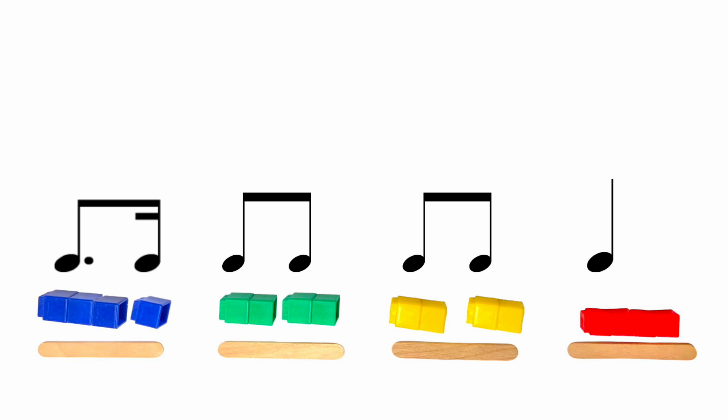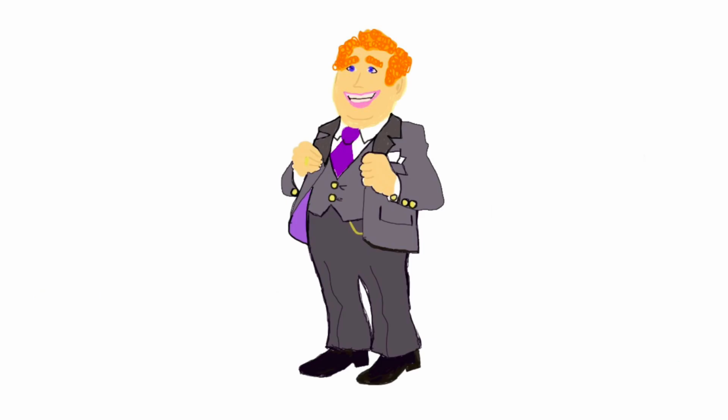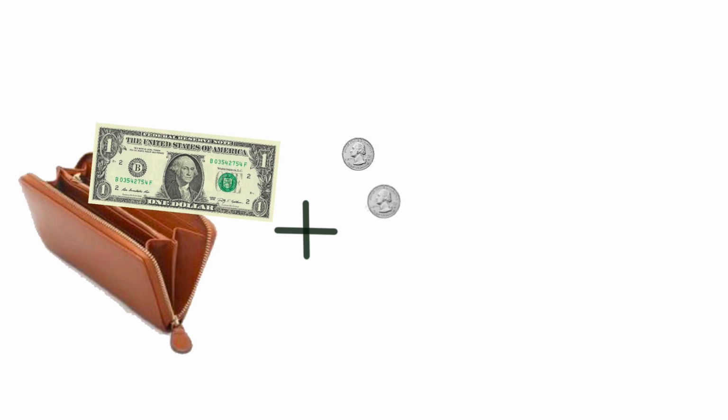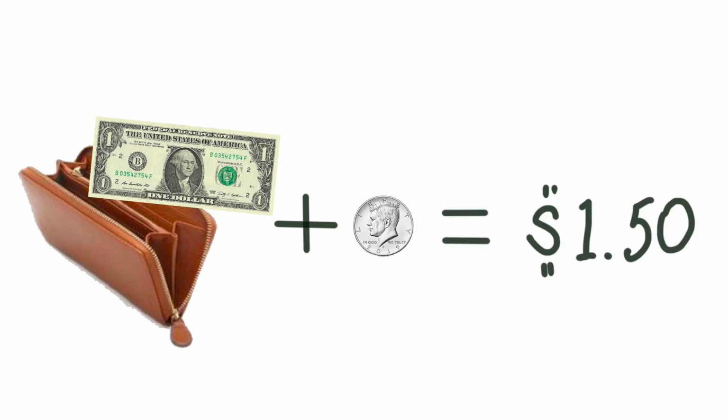To better understand how dots work in music, I think we should meet my Uncle Dot. Oh, hey, Uncle Dot. So, he's rich, and whenever I go over to his house, he gives me money. So I have to plan ahead. If I take $1 over there, he will give me half of $1, which is 50 cents. But he doesn't really give me 50 cents in quarters. He gives me a 50-cent piece.